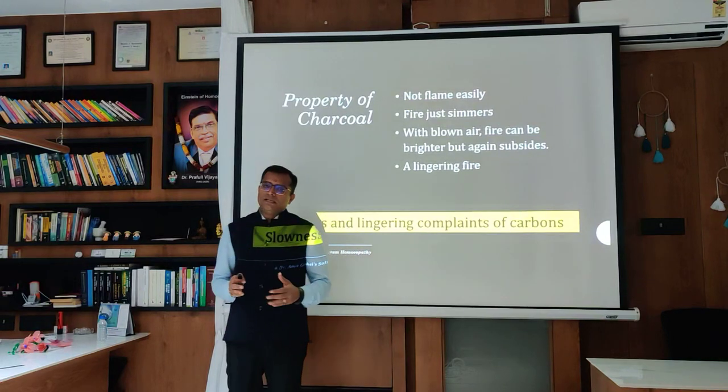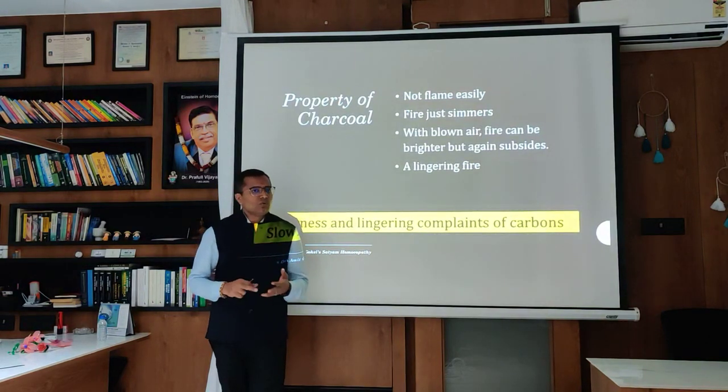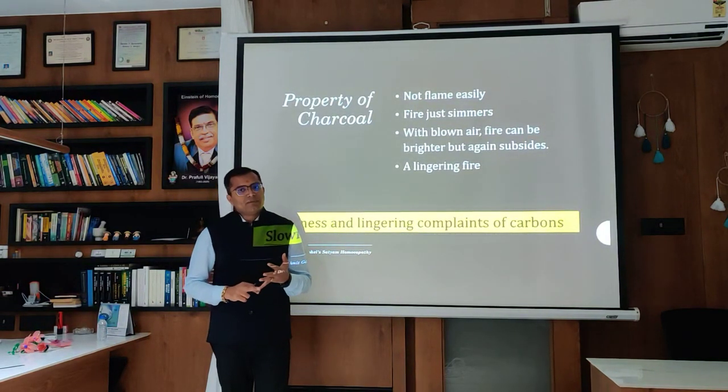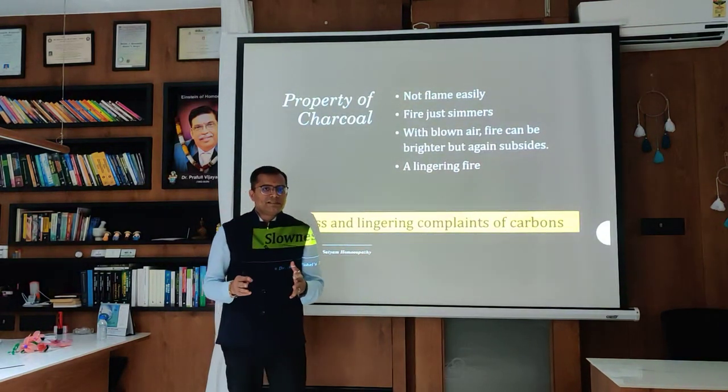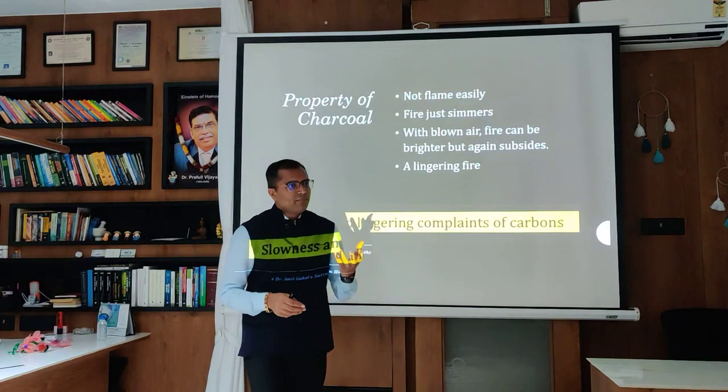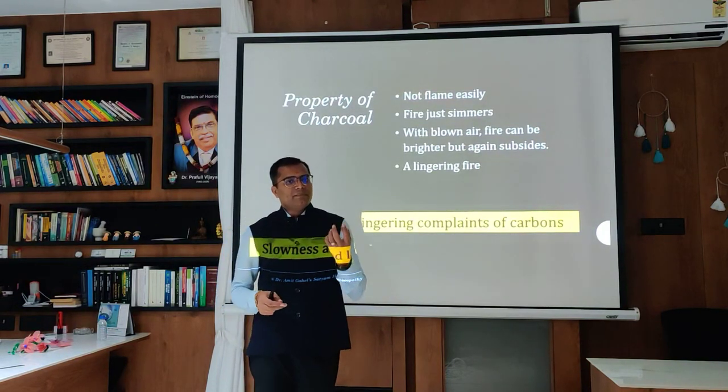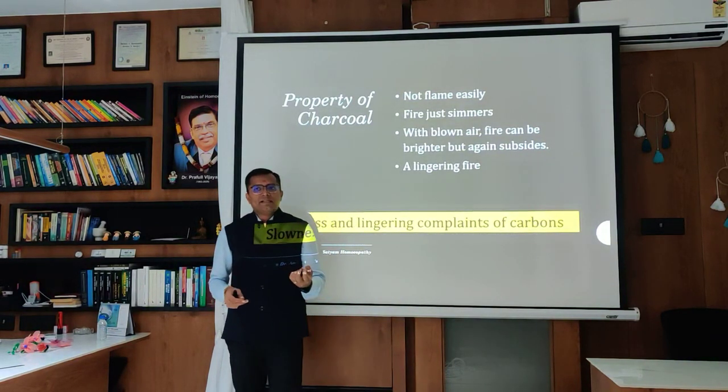So charcoal can be derived from two components, either from the vegetable form or from the animal form. So what is charcoal? When the wood gets burned and finally the black part of that remains, that is called charcoal. So what is that charcoal?